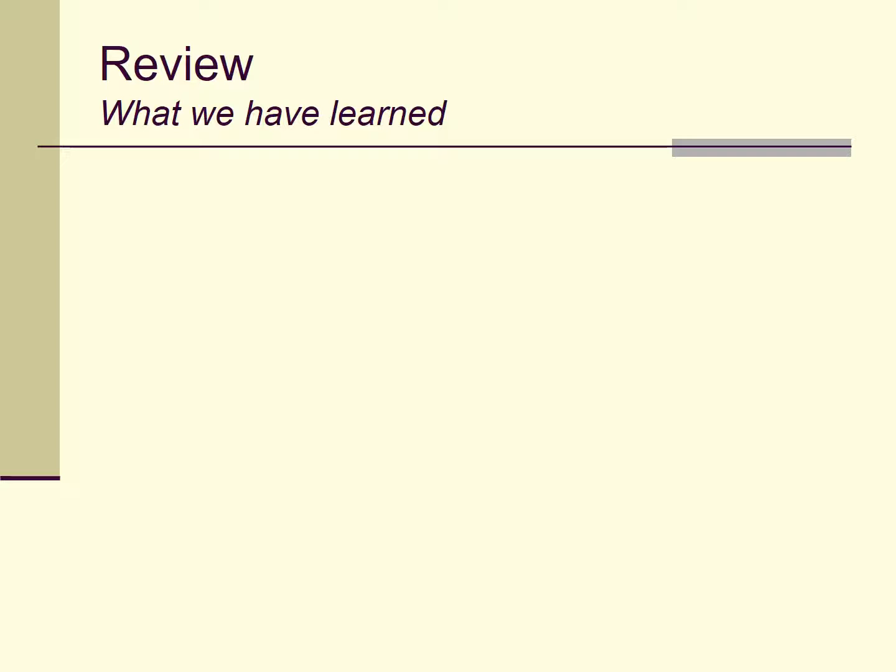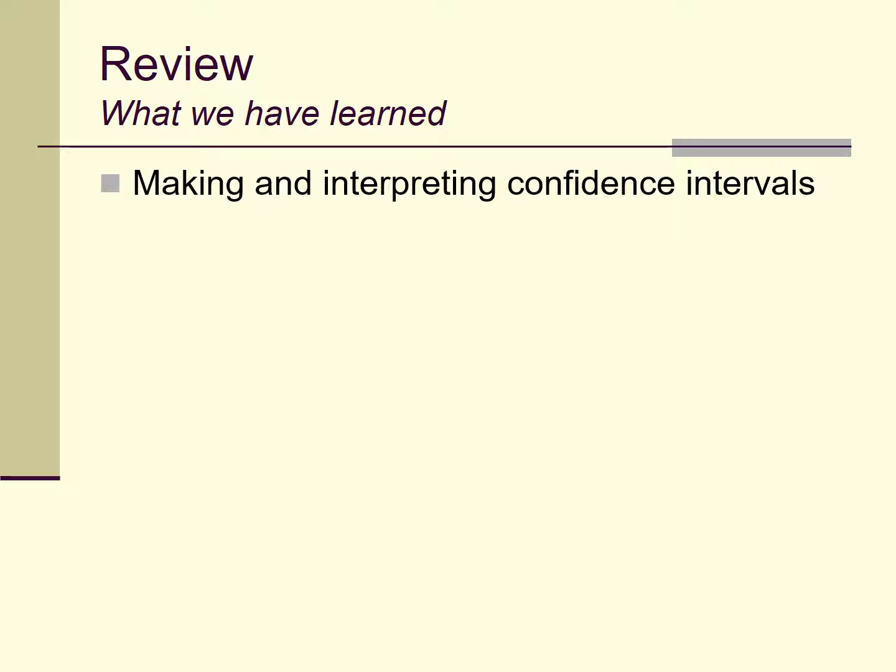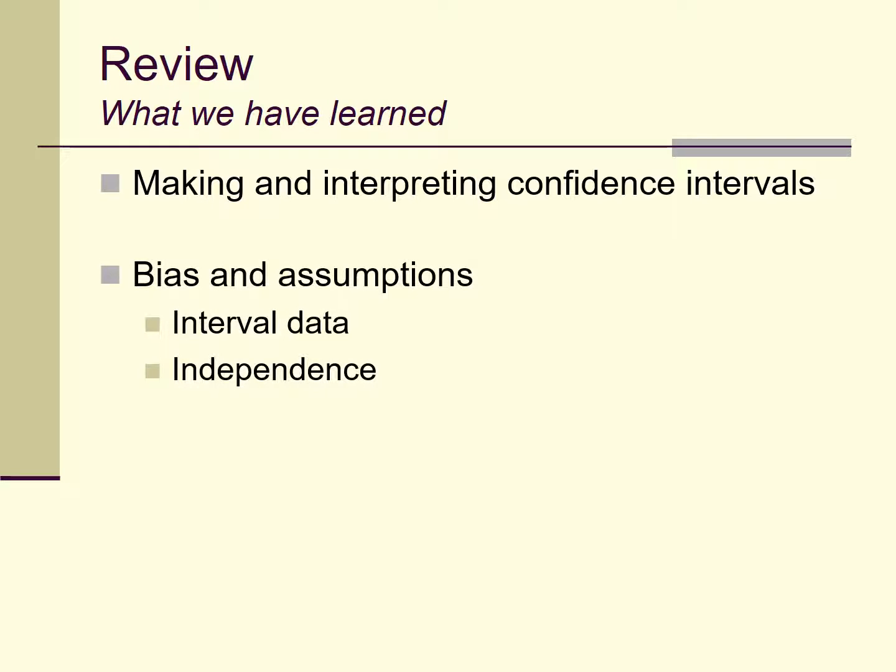Okay, review. What have we learned? Well, I talked quite a bit about making and interpreting confidence intervals. And then I somewhat abruptly transitioned to talking a little bit about bias and assumptions. And I focused particularly on assumptions that have to do with research design and research methods. Again, those are the assumption of interval data and the assumption of independence on the outcome variables.